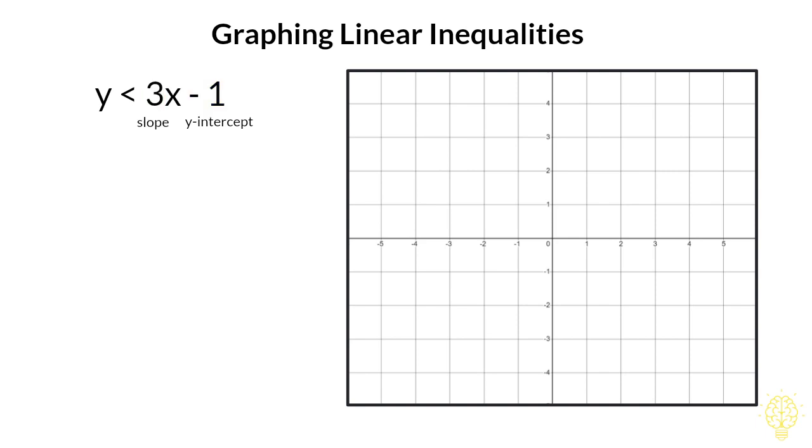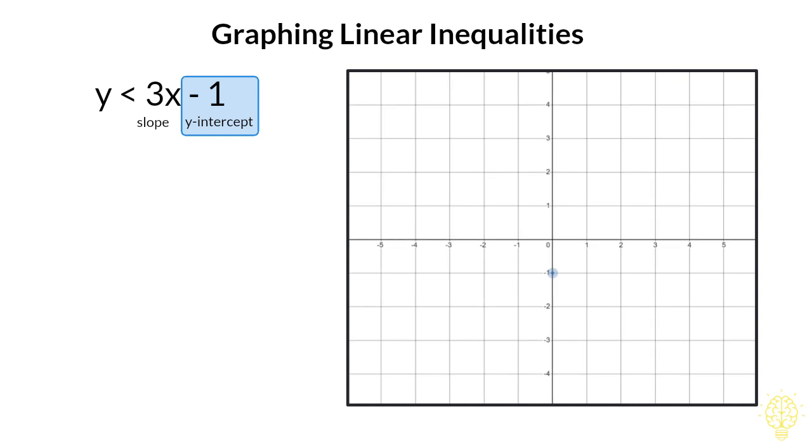Okay, first we need to put a point on the y-intercept. Since the y-intercept is negative 1, we put a point on the negative 1. Next, we put a second point on the graph representing the slope. The slope is 3, which we can write as 3 over 1 since the slope is rise over run.